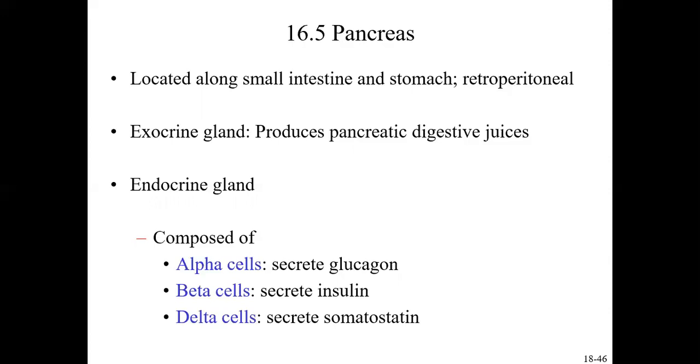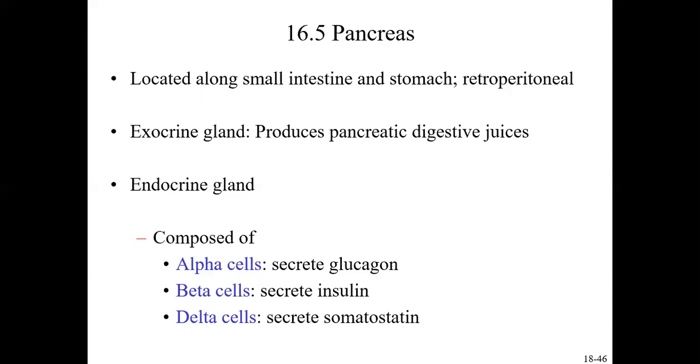And so as an exocrine gland, it's going to produce some enzymes. I have it labeled up here, pancreatic digestive juices. These are basically enzymes that go into the small intestines through a duct. We'll talk more about the exocrine functions when we get to the digestive system. But here we're mainly concerned about the endocrine functions.